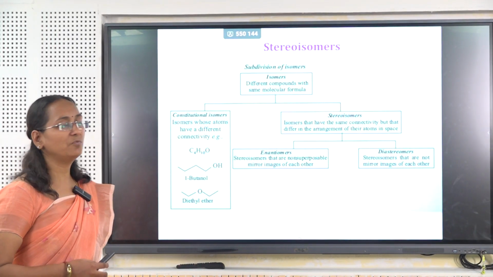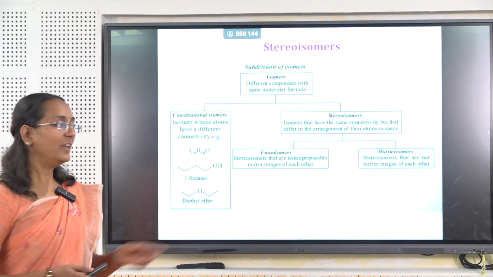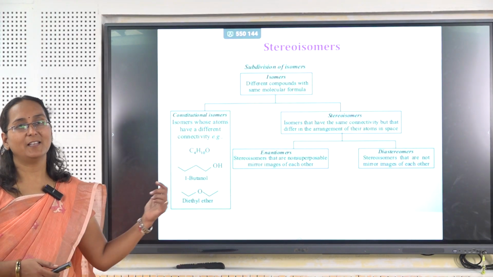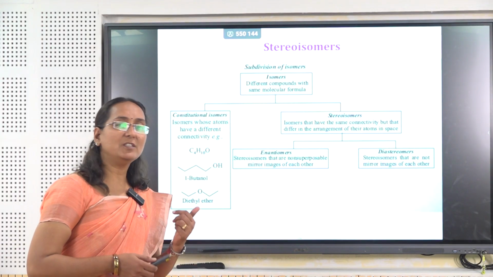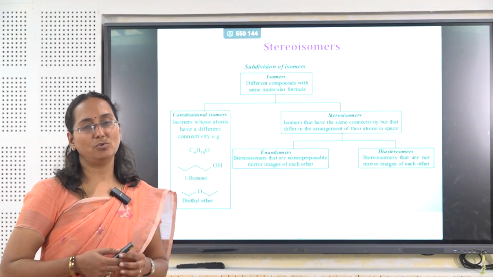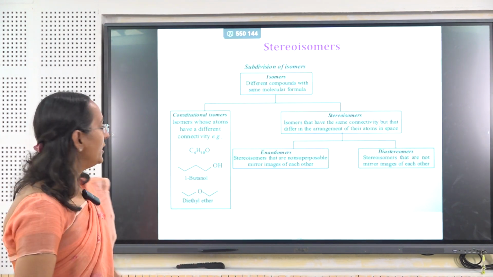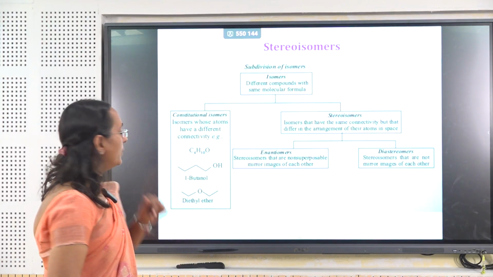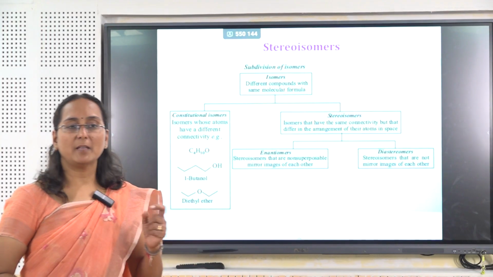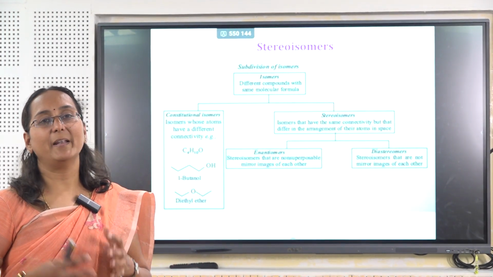These are the isomers which have different types of compounds but with the same molecular formula. Here again two types are there. One is constitutional isomers and another is stereoisomers. In constitutional isomers, the only difference between these two is the connectivity, how they are connecting with each other. So here you can see these are isomers whose atoms have a different type of connectivity, meaning their connectivity with the carbon atom is different.